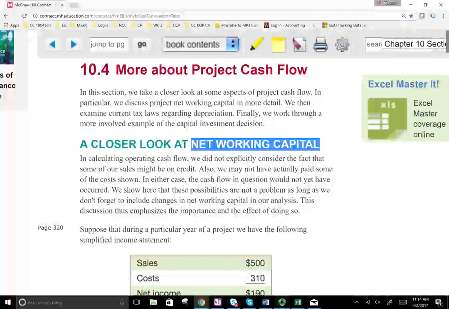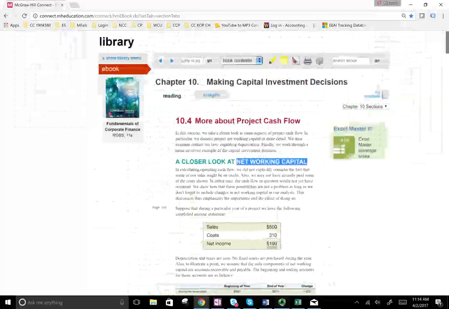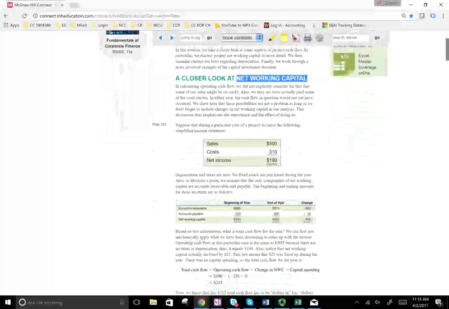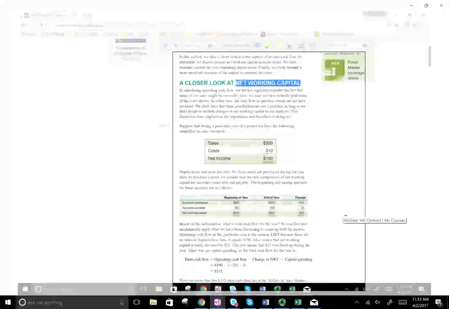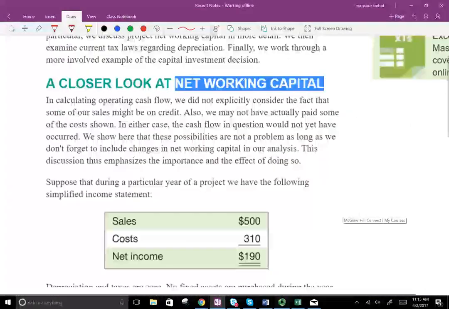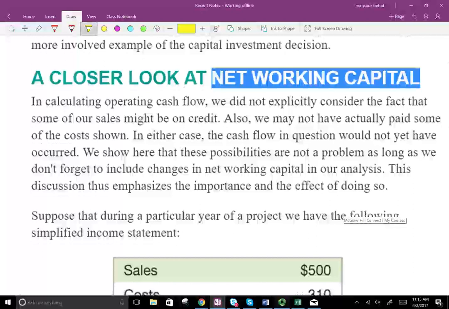So far, we just took net working capital at face value and we did not really analyze it. So let's go ahead and start to analyze net working capital and how it affects our cash flow. So far in calculating cash flow, we did not explicitly consider that some sales might be on account. Every time we looked at sales, we assumed that all the sales are in cash. That's not really true, okay?